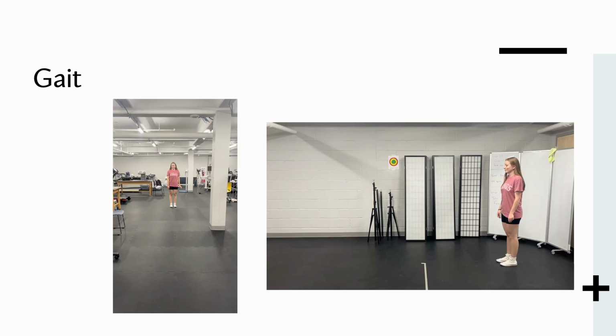Gait is a dynamic assessment and can be viewed from anterior, lateral, and posterior angles. In the anterior view, we are observing the feet, knees, and LPHC from the front. The feet should remain parallel and in the sagittal plane with the knees tracking in line with the foot. The LPHC should not be shifting from side to side or rotating.